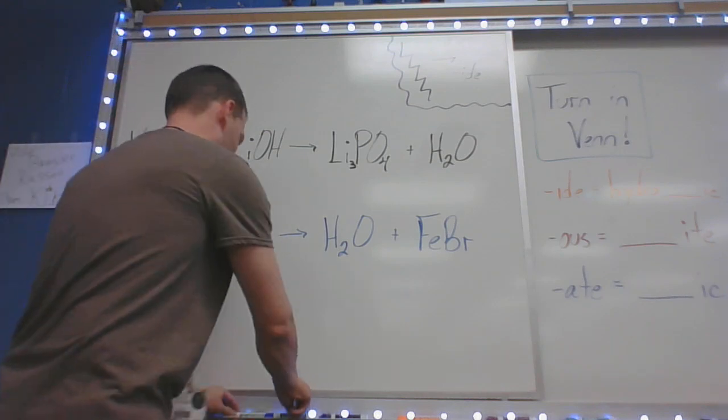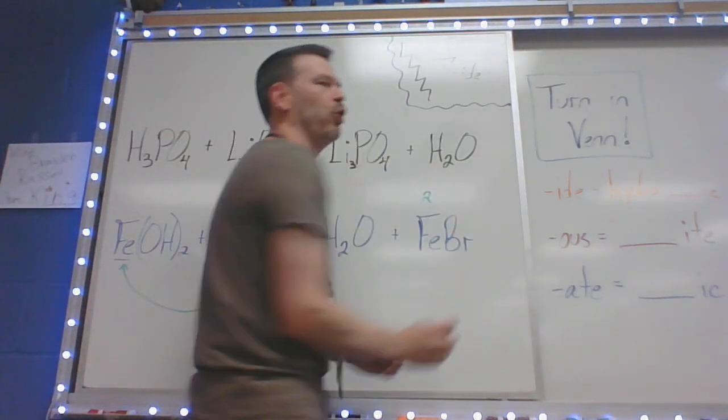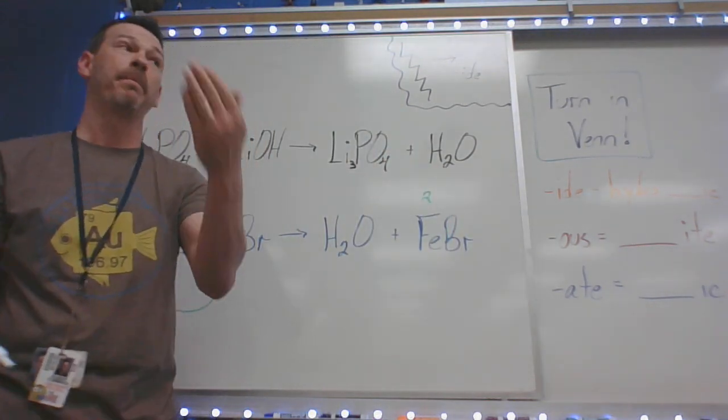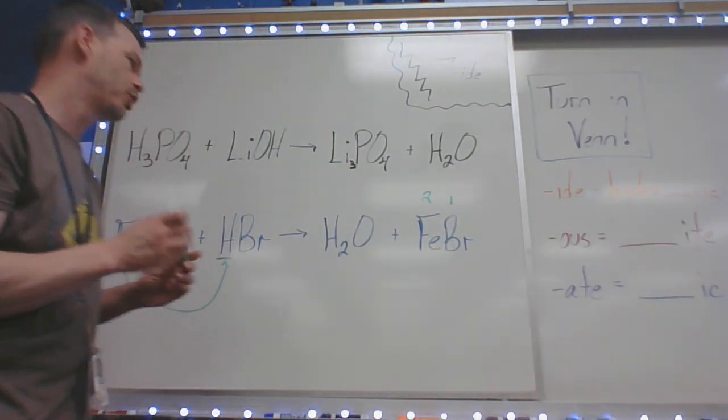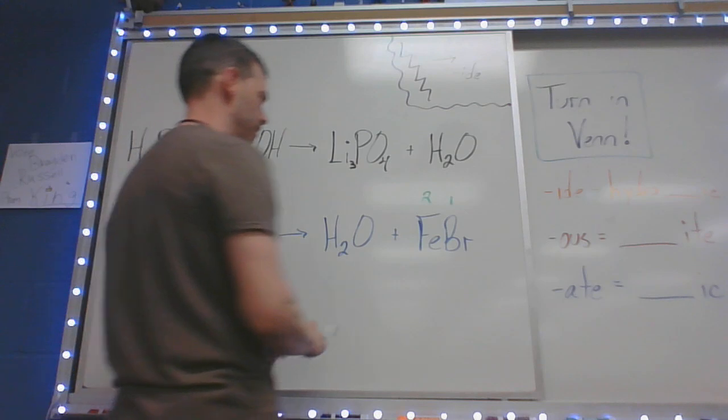Anyway, yeah. So it's +2. If you look at bromine on the periodic table, it's in the -1 group. So there will be a crisscross there.